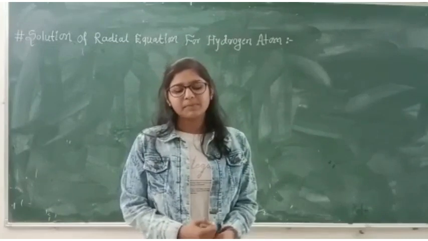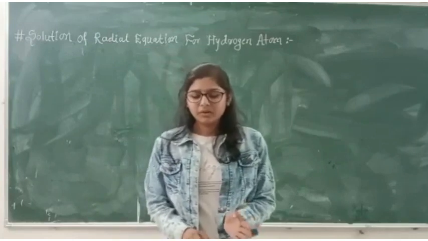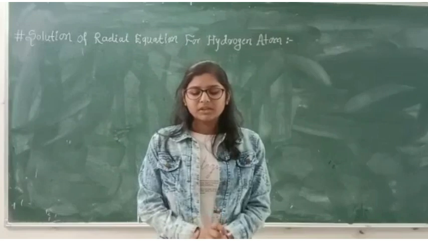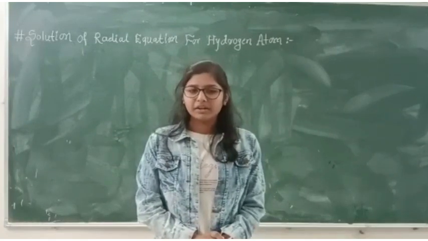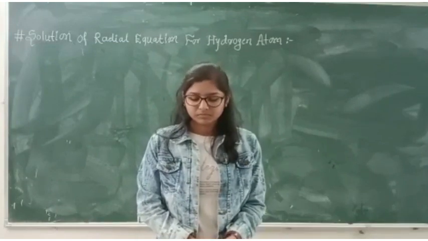So today my seminar topic is the solution of the radial equation for the hydrogen atom. For finding the solution of the radial equation for the hydrogen atom, we have to consider the Schrodinger wave equation in terms of the r coordinate system. So for that we have to find the potential energy.